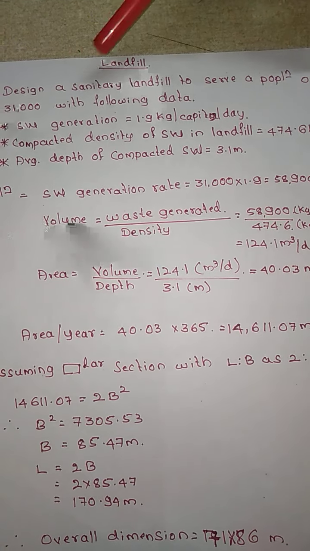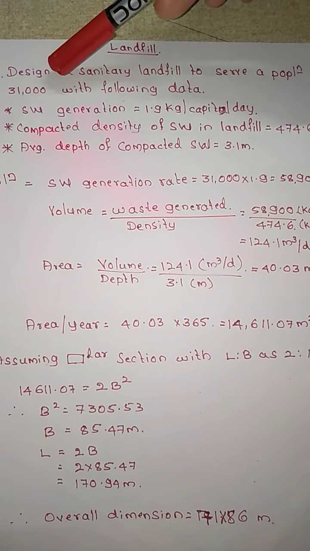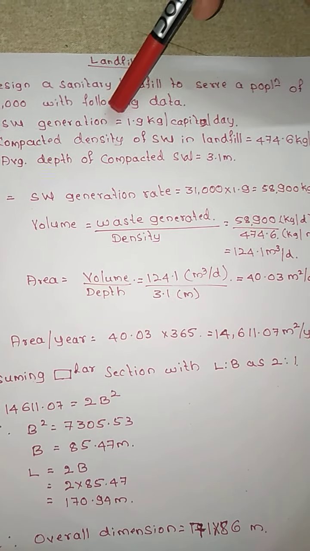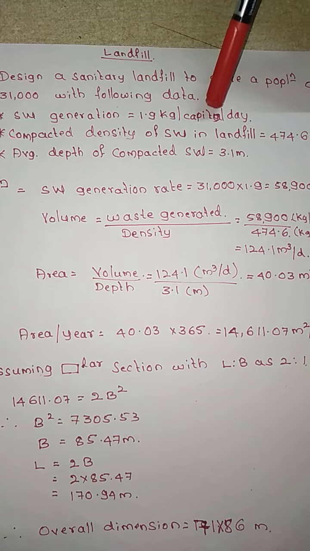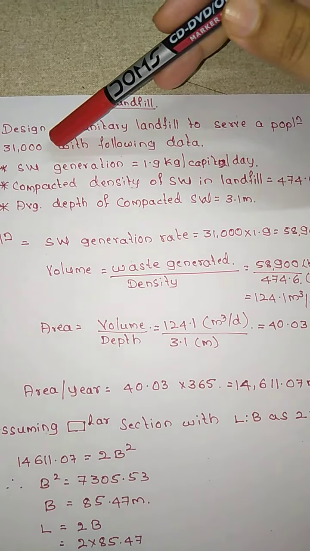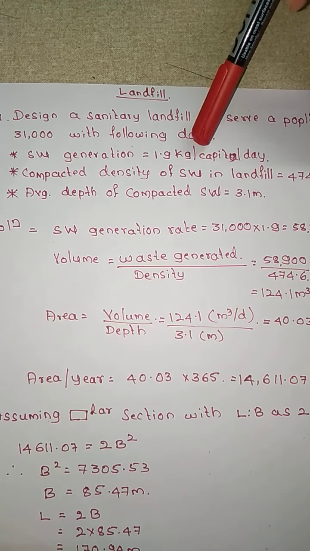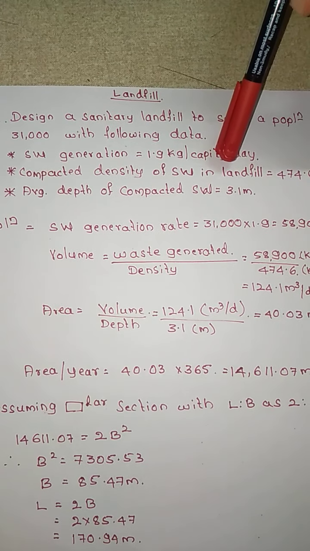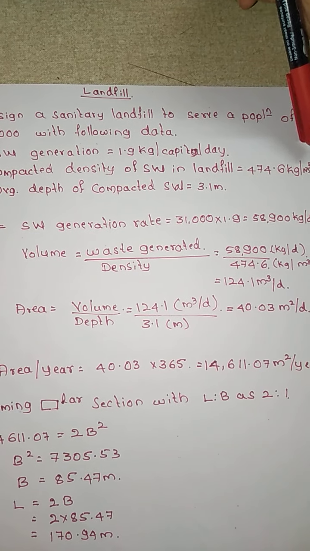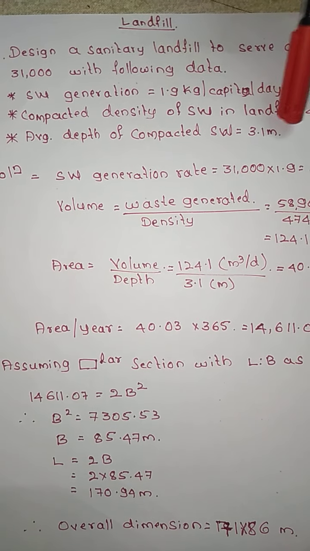Design a sanitary landfill to serve a population of 31,000 with the following data. They have given the solid waste generation rate as 1.9 kg per capita per day. That means each of these 31,000 people will generate around 1.9 kg of waste. Then the compacted density of solid waste in the landfill is given as 474.6 kg per meter cube. Then the average depth of compacted solid waste is 3.1 meter.